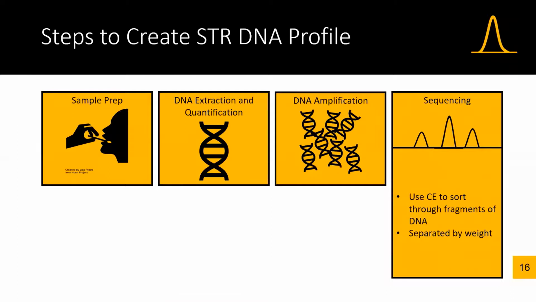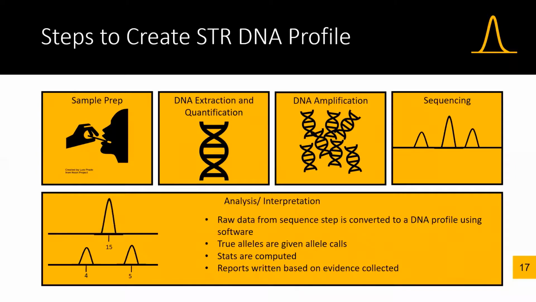The next step is sequencing. So after the targeted DNA has been amplified, we use a method called capillary electrophoresis, or CE, to sort the now fragmented and amplified DNA. The CE separates the fragments by weight and gives us a raw DNA profile.